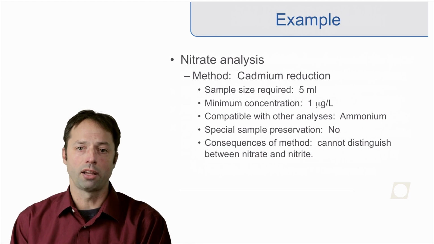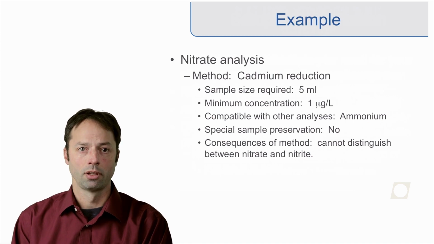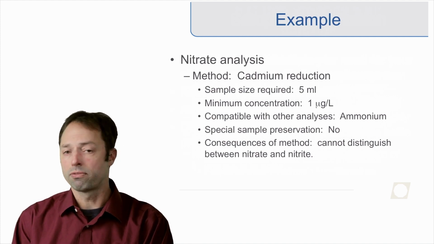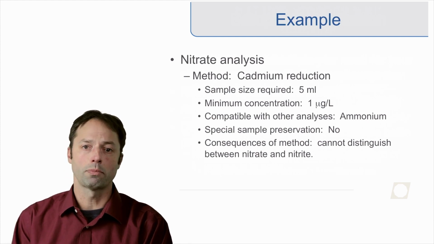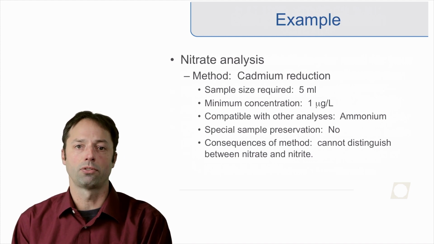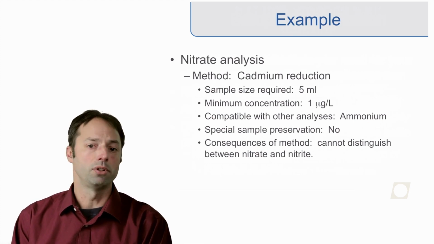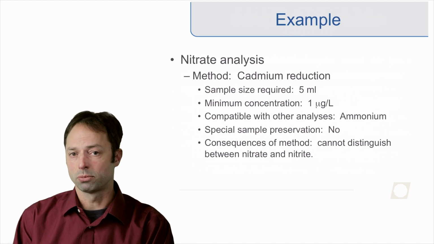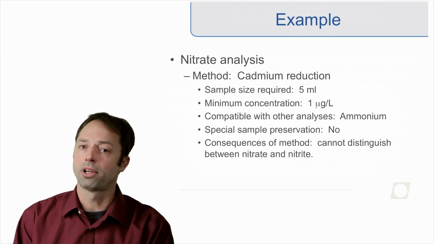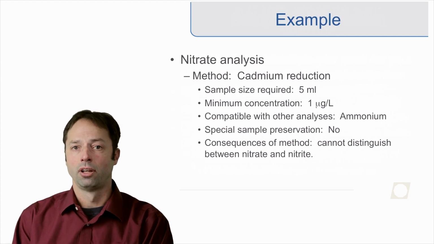So one way to analyze nitrates is through a process called cadmium reduction. You generally need about 5 milliliters of sample, and not all methods are going to require the same amounts. These are just some typical guidelines for this one type of analysis. Your minimum concentration can be as low as 1 microgram. If you need more sample, you may have to take some steps to concentrate it if you have very low sample concentrations. Is it compatible with another analysis?